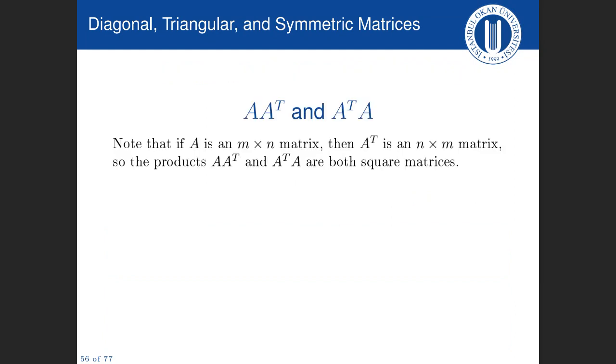Let's talk briefly about A transpose and A transpose A. Let's suppose that A is an m by n matrix. So now A doesn't have to be a square matrix. A could be any matrix. Then A transpose must be n by m. And then when we do the products, A A transpose and A transpose A must be square matrices. A A transpose will be m by m. A transpose A will be n by n.